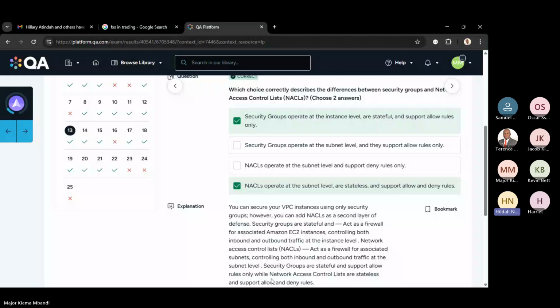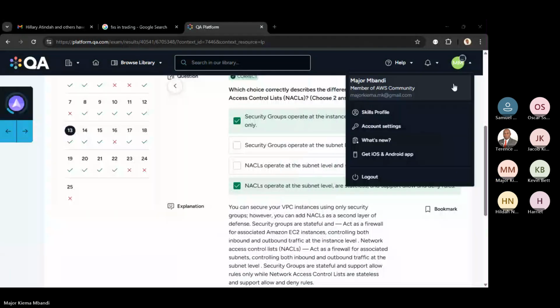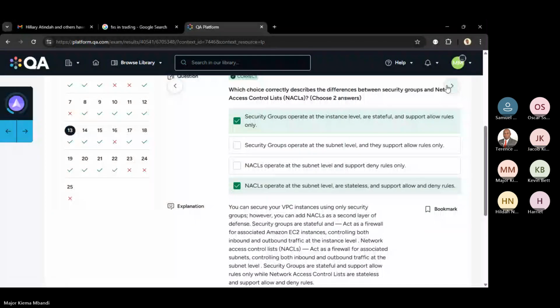Which choice correctly describes the difference between security groups and NACLs? Choose 2. Security groups operate at the instance level, are stateful, and support allow rules only. NACLs operate at the subnet level, are stateless, and support allow and deny rules. I think this is straightforward. You can just move on.